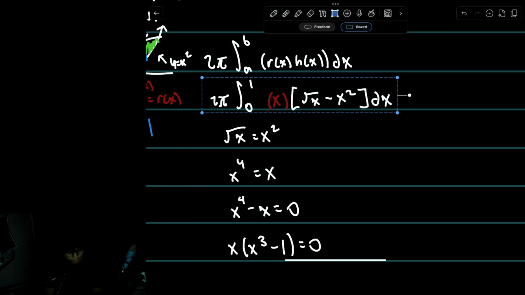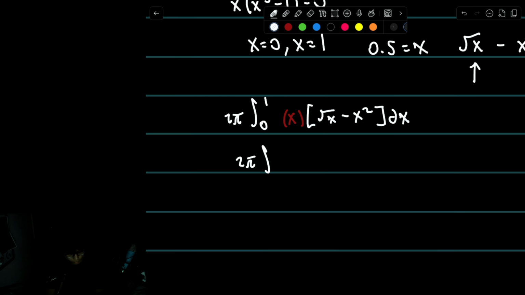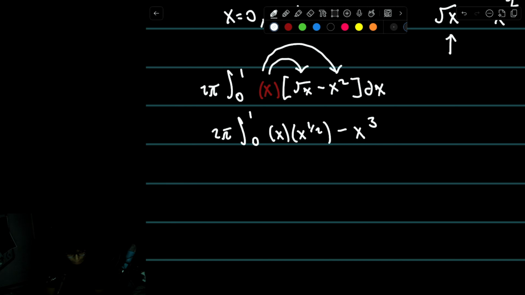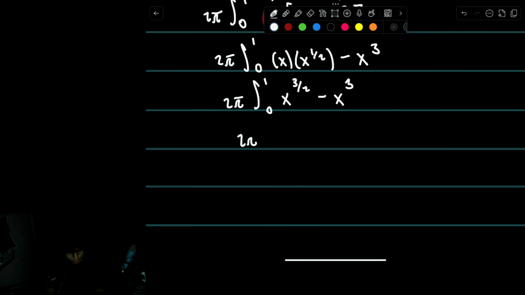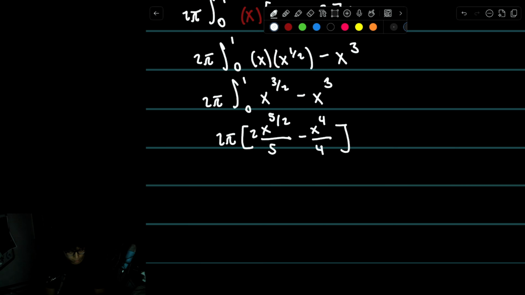Now we can bring this little integral down here and solve for it. So we will simplify the integral, and x times the square root of x is the same as x times x to the 1/2. And then we will subtract x times x squared, which is the same as x cubed. And we end up getting x to the 3/2 minus x cubed, bounded by 1 and 0, times 2 pi in the end. And then we can integrate. And with our integration, we end up getting 2 pi times 2x to the 5/2 over 5 minus x to the 4th over 4, bounded by 0 to 1.